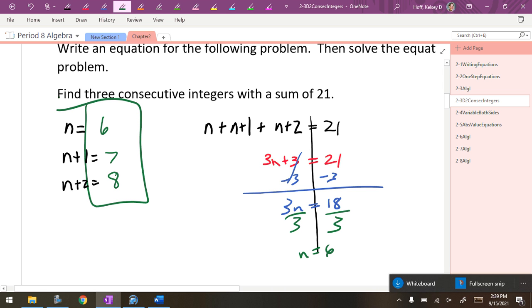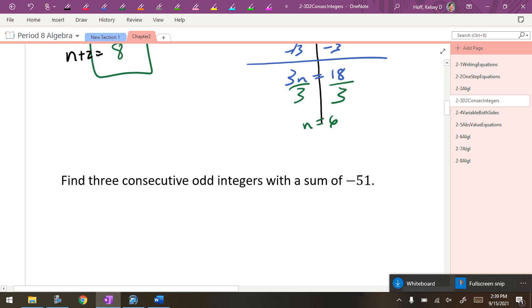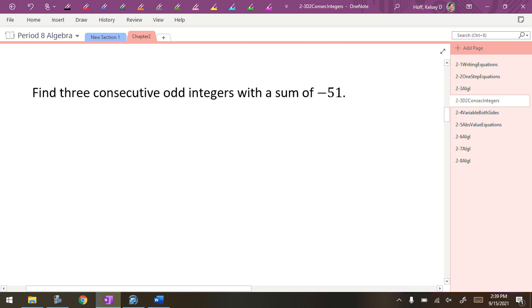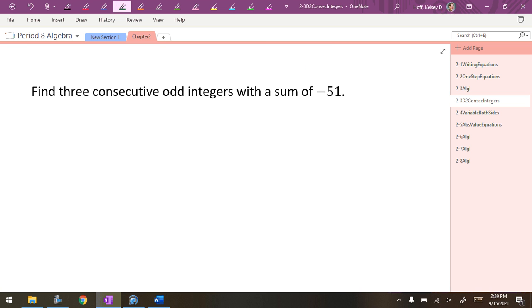Okay. How many and what kind are the first 2 questions you ask yourself. So let's go to the next one. Find 3 consecutive odd integers with the sum of negative 51. How many? What kind? Odd. First one is always n, then n plus 2, then n plus 4.